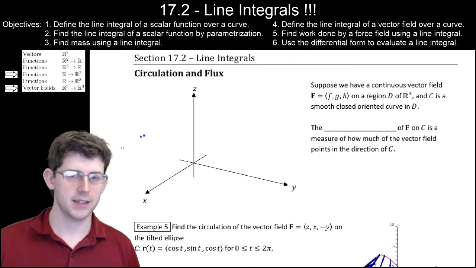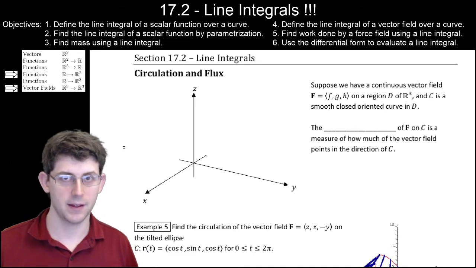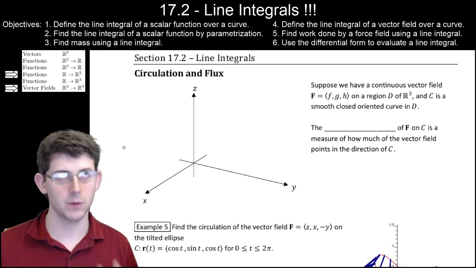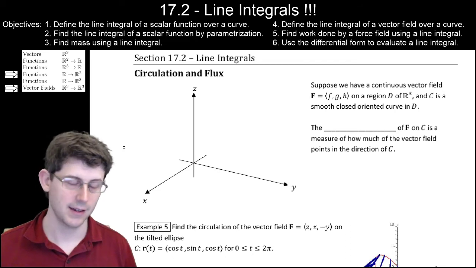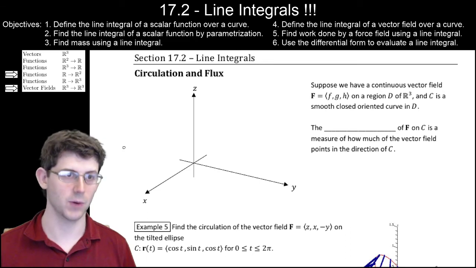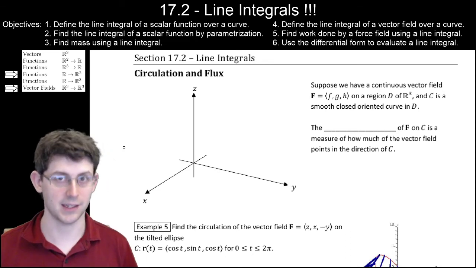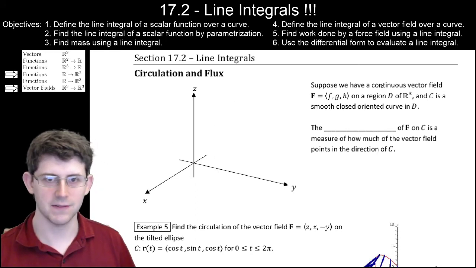Last page is a couple of other things that we will be able to calculate with line integrals. We won't always calculate work with line integrals. You can also calculate other things. The main things that you can calculate with line integrals other than work are circulation and flux. So let's look at circulation first.